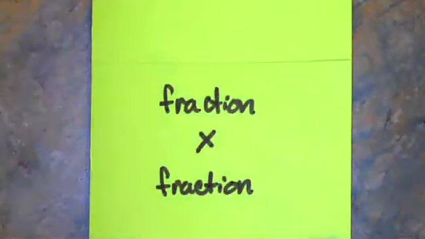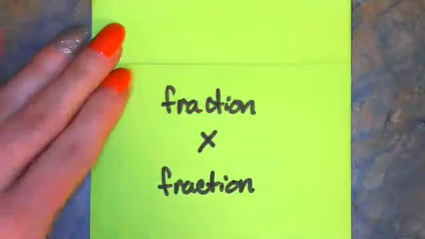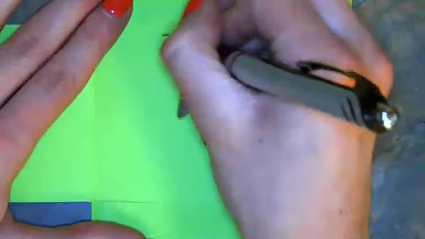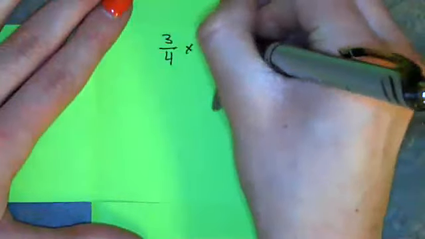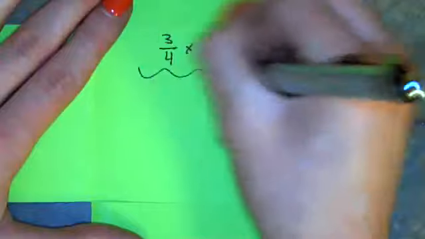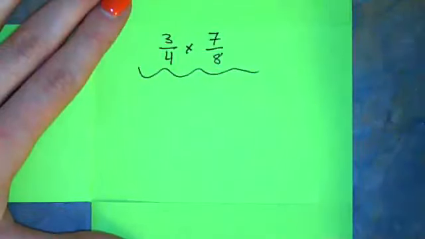All right, again, this one is going to be from the book. We're going to just open up just that one tab. The problem we're going to use is 3 over 4 times 7 over 8. Now, remember, when multiplying fractions, it's super, super easy.